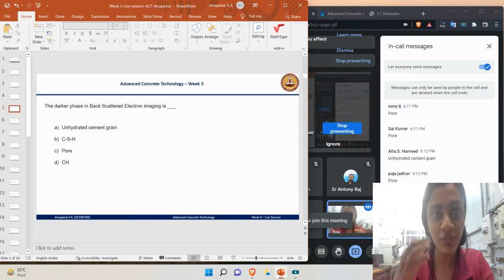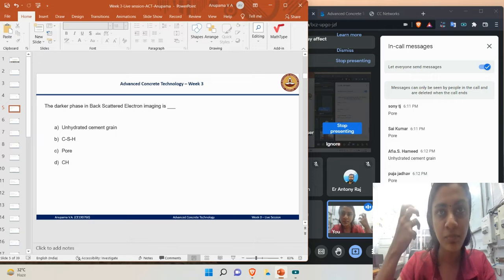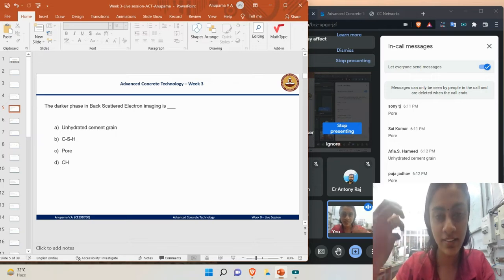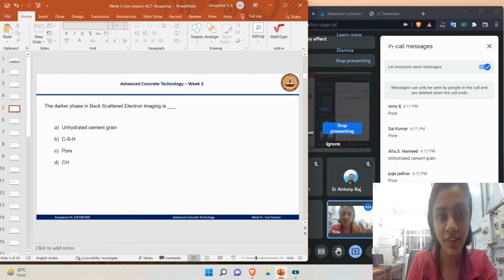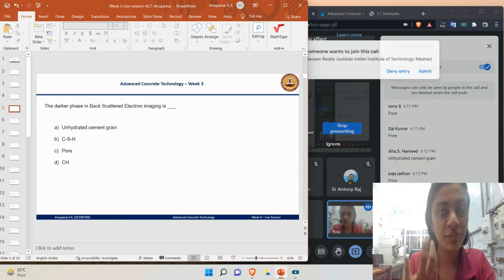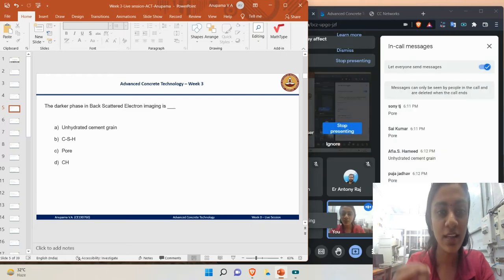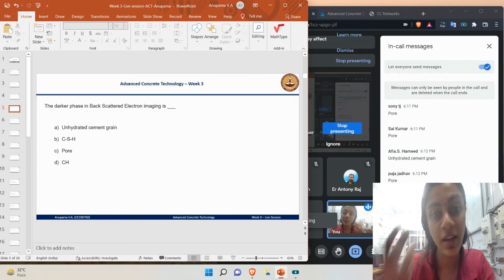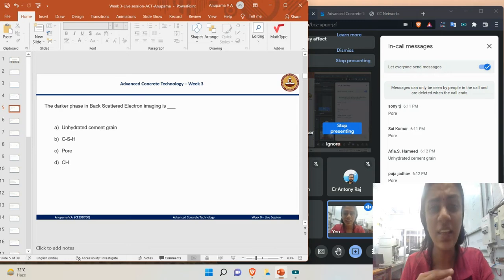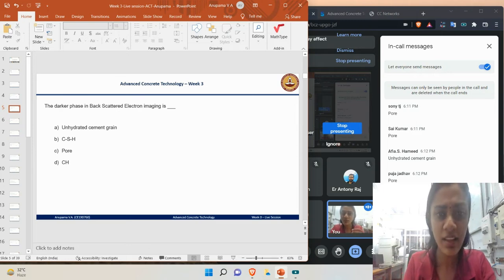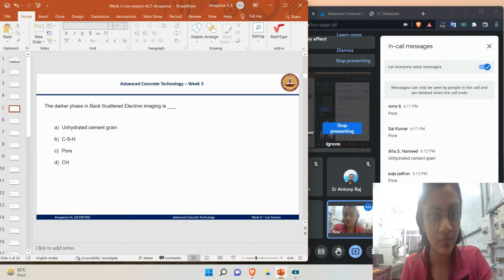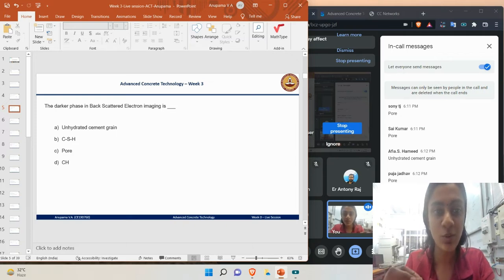If you have a very dense phase, more electrons get scattered. That means the more number of electrons will get scattered if the phase is denser, which will make the image brighter. Otherwise, if you have a very less dense phase, then only a very small amount of electrons will be backscattered, which implies that the image will be very dark or less bright.